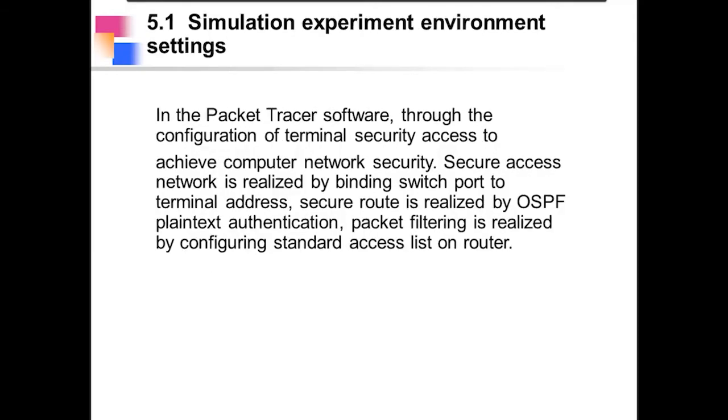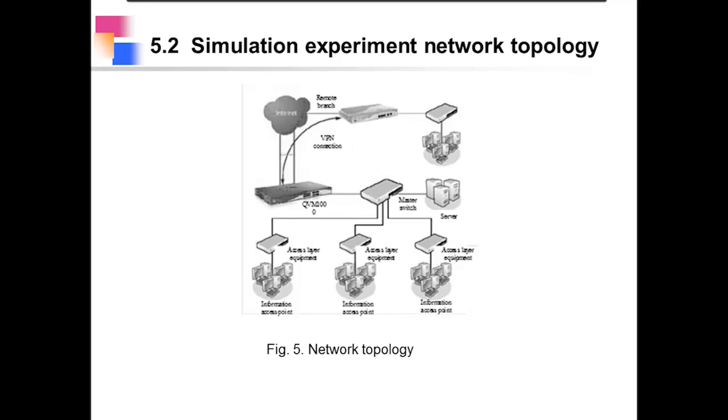Simulation experiment environment setting. In the Packet Tracer software, through the configuration of terminal security access to achieve computer network security, secure access network is realized by binding switch port to terminal address. Secure route is realized by OSPF plaintext authentication. Packet filtering is realized by configuring standard access list on the router. Simulation experiment network topology in figure.